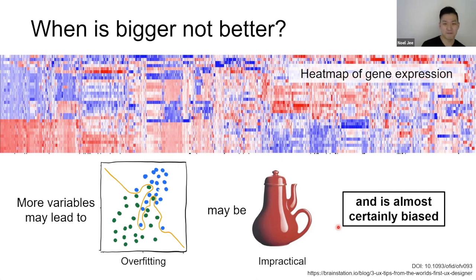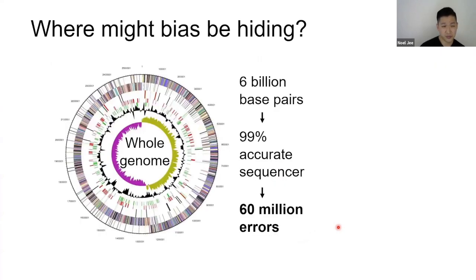And I think this concept is actually counterintuitive for a lot of people. How can more data mean more bias? A lot of times you want more data to get rid of bias, right? The more you know, the more enlightened you should be. But that's not always true. So let's talk about where bias might actually be hiding.